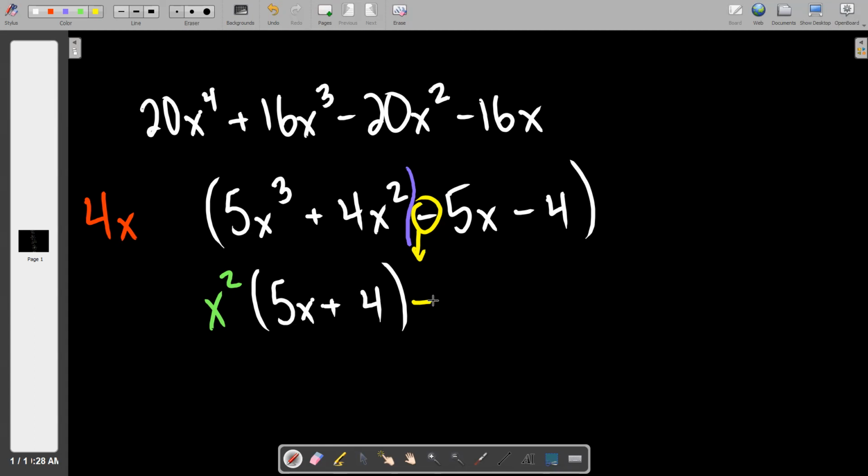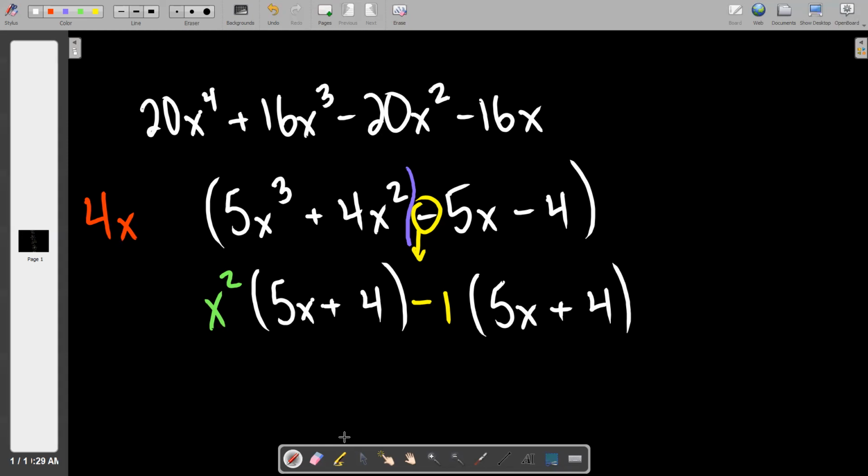What can I get out of 5x and 4? 1. And remember that 1 is essential because we need him to give us structure for one of our factors. And then what's left over? Plus 4. Good. Sign changing is always a struggle. So remember, if we pull a negative, everyone switches.